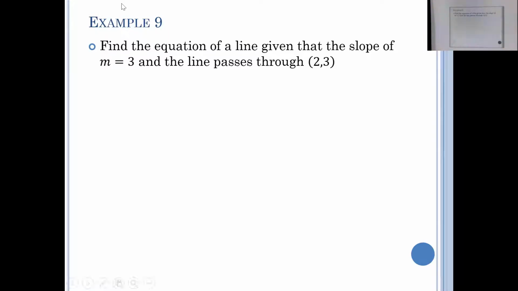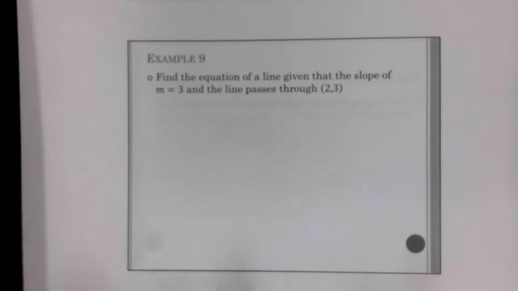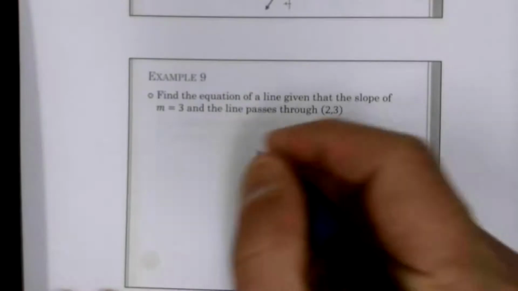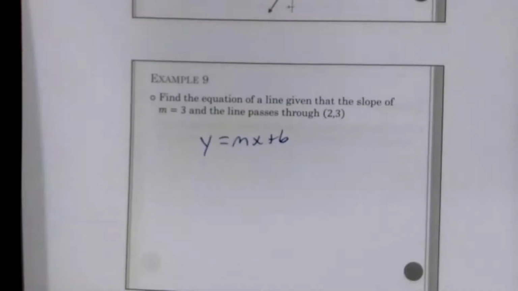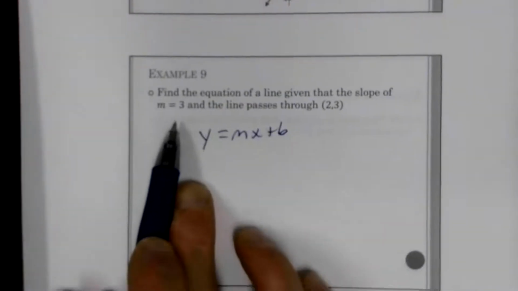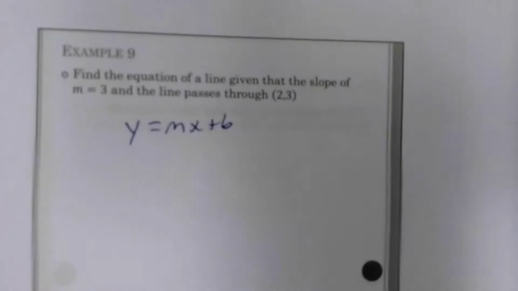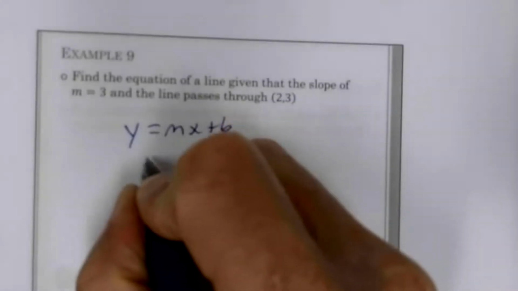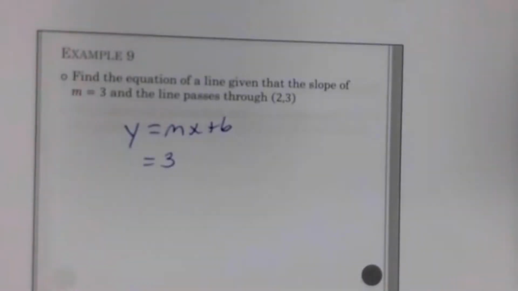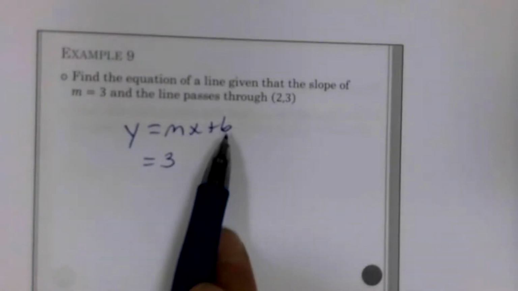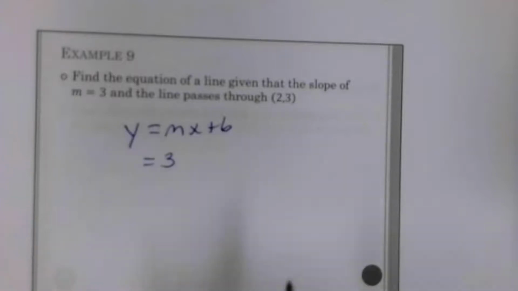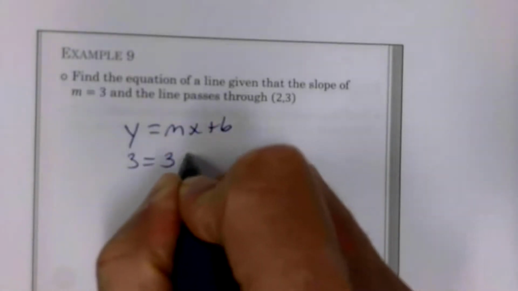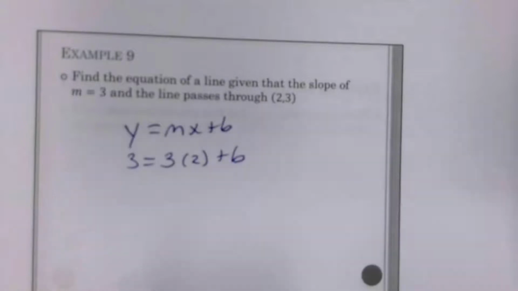So let's talk about how you do that. So what I'm going to do is go to my main equation, which is y equals mx plus b. And already, if you read the question, I have some of that information. I do have the slope. It's 3. I don't know b, so I have to find b. But I do know the point is (2, 3). So that means y is 3 and 2 is x.